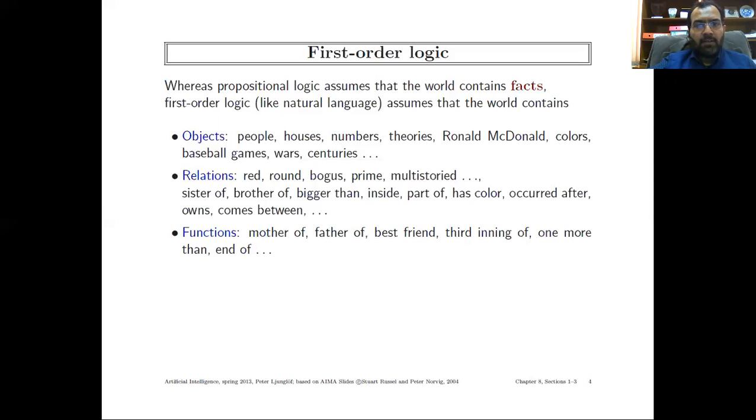So here you can see various examples of relations. For example, red, round, prime, sister of, brother of, bigger than, has color, part of. All of these things can be represented in terms of relations. For example, if I say that Amin is a student of Dr. Nadeem, here the objects are Amin and Dr. Nadeem, and what relationship do they have? Amin is a student of. So the relation here is studentship, which is between these two objects.